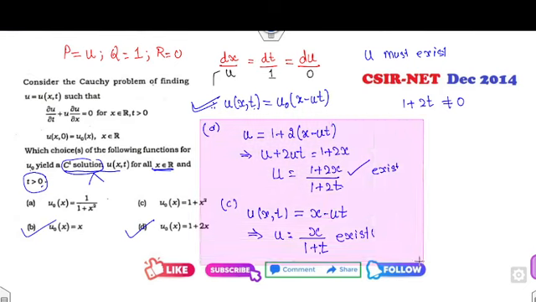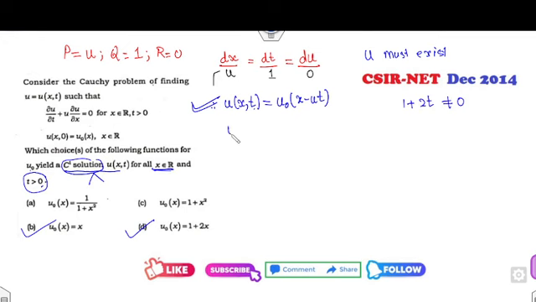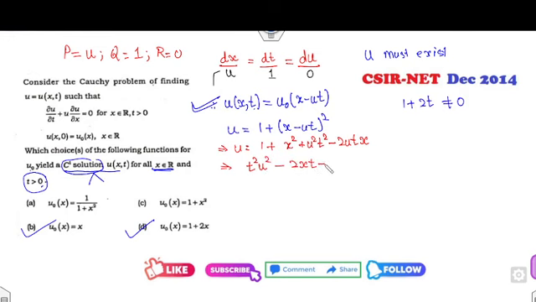Look at the second option, 1 plus x square. It is 1 plus (x minus ut) square. Can you find the value? Let me open this bracket: 1 plus x square plus u square minus 2ut x. This is a quadratic in u. I can write it in the quadratic form: u square minus 2xt plus 1 into u, plus 1 plus x square.